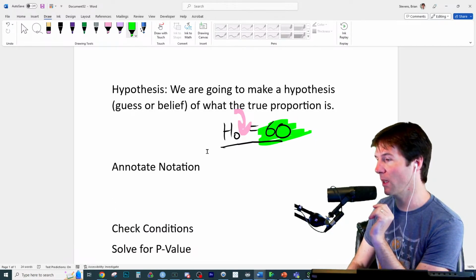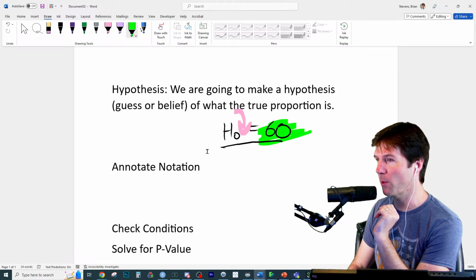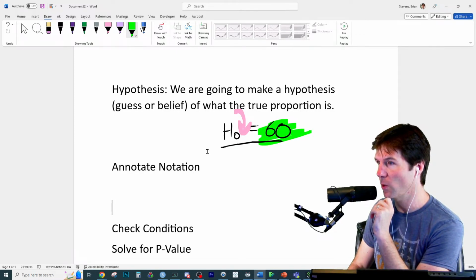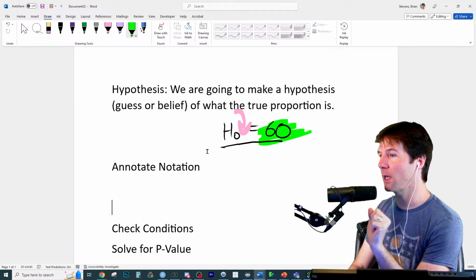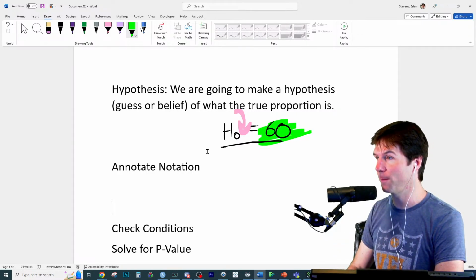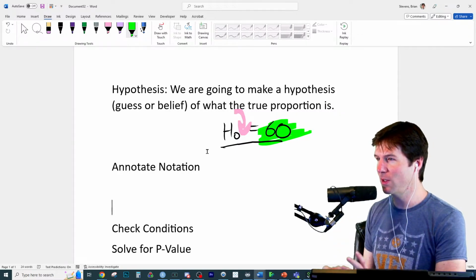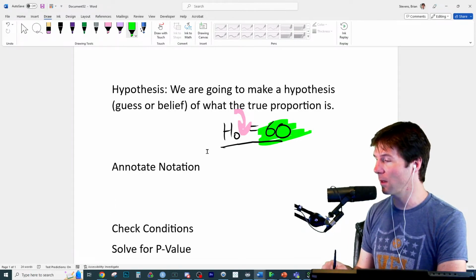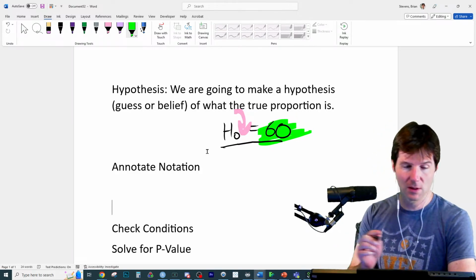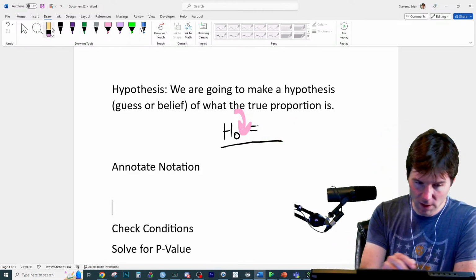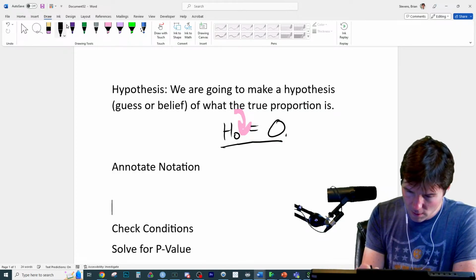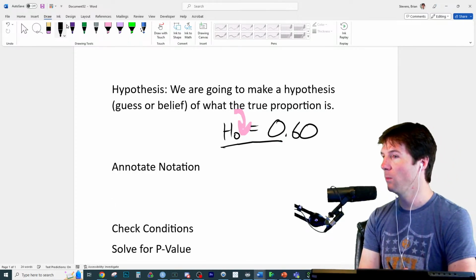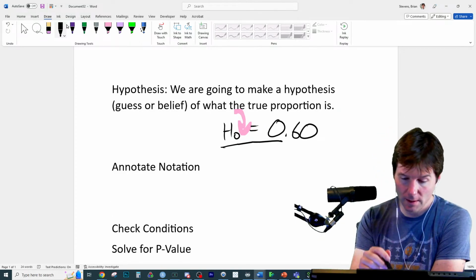You were just like, I think about 60% of people like pepperoni pizza. So what would that be? You hypothesized that was true for the population. So here's what it is in notation as words. You hypothesized that is the true proportion. So what is the notation for 0.60? What is it in notation? 0.60 is the what?